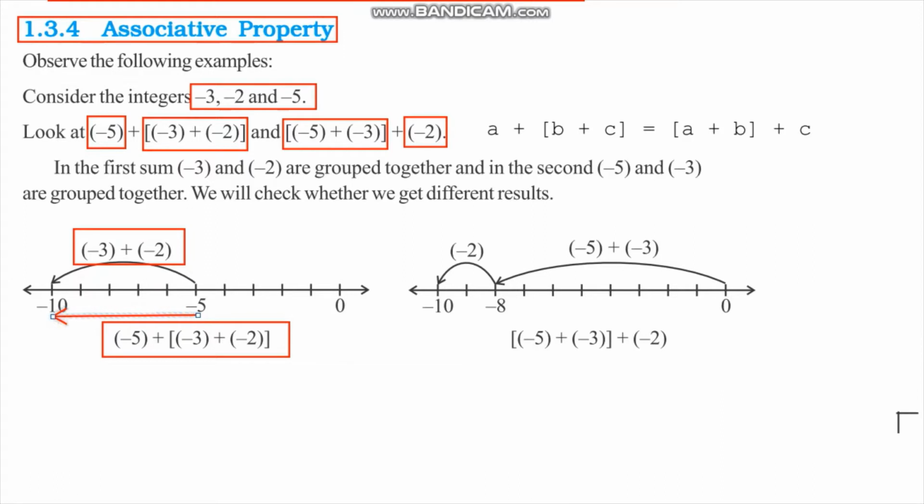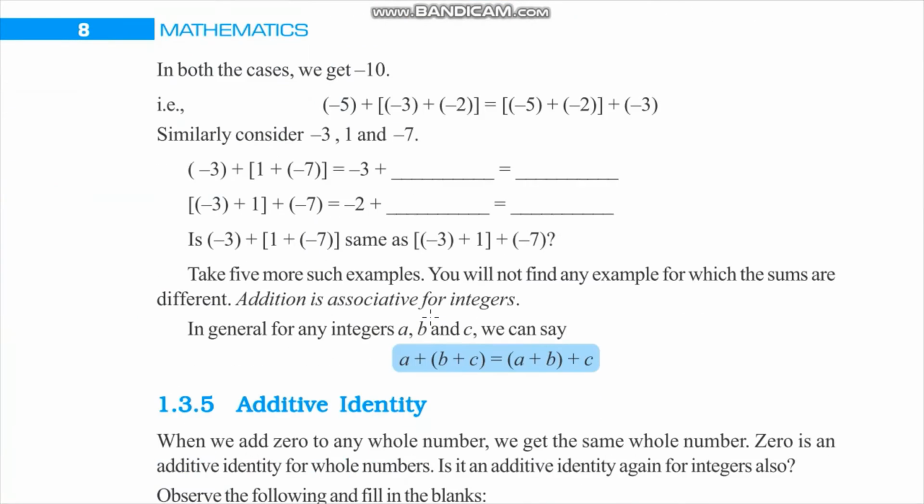Next, if we group -5 and -3, that is A and B together first, then we need to start at 0 and we need to move 8 times to the left. Then we'll end up at -8. Then we need to add the -2 and thus we'll end up at -10. In both cases we get -10. Similarly, if you do the following examples, you will find out that the grouping of the integers does not matter.